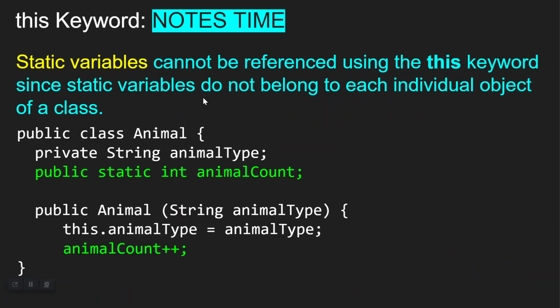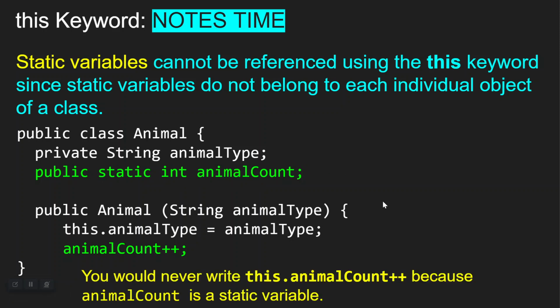One final note, an important thing to note is that static variables cannot be referenced using the this keyword, since static variables do not belong to each individual object of a class. And remember, this means for this current object. So there always has to be an object attached when you're using the keyword this. This cannot be used for anything related to static variables. Right here, public Animal(String animalType): we've got our constructor for the animal class, and it says this.animalType = animalType.